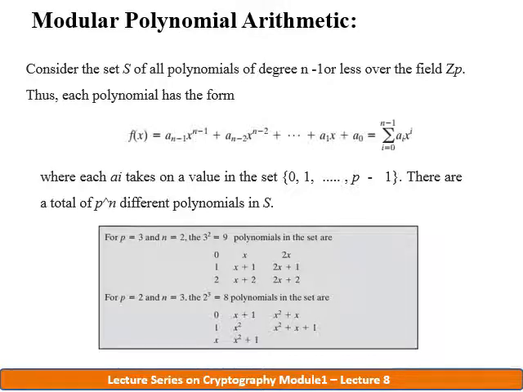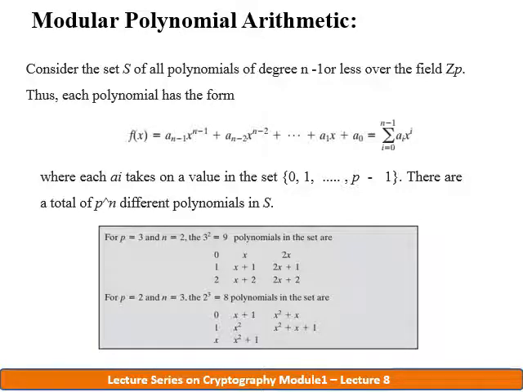This we can confine and put in the form of the summation of i equal to 0 to n minus 1, a_i into x raised to i, where each a_i takes on a value in the set ranging from 0 to p minus 1. The elements of the set are 0 to p minus 1. There are a total of p to the power of n different polynomials in such a set S here.